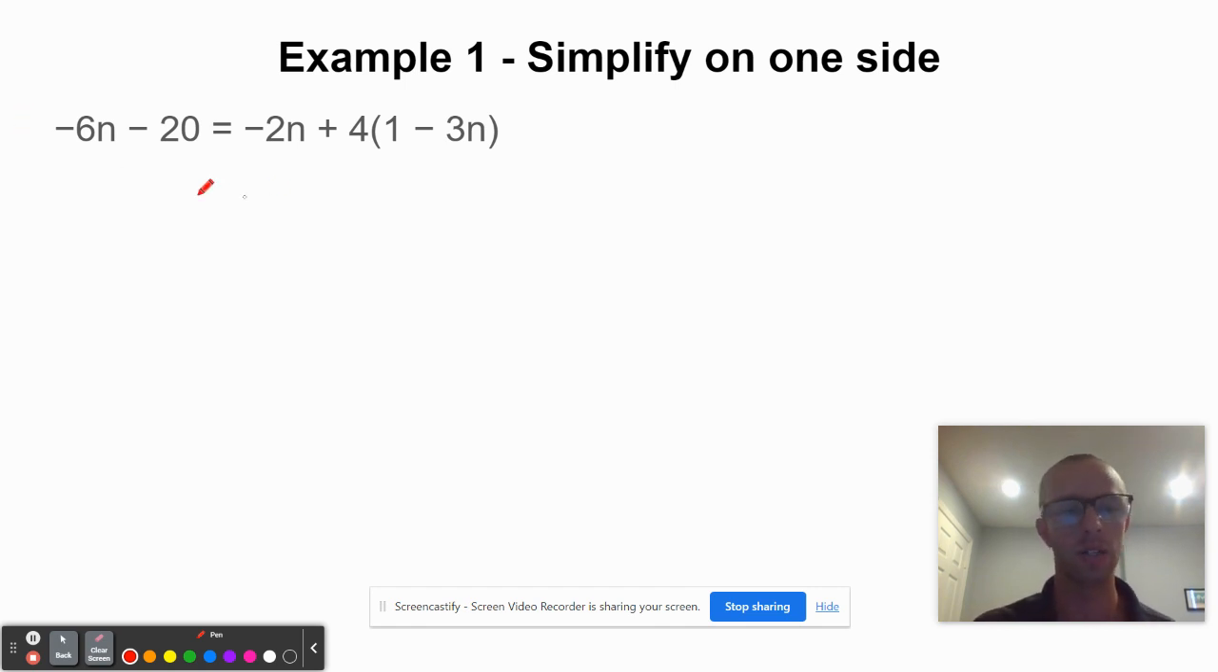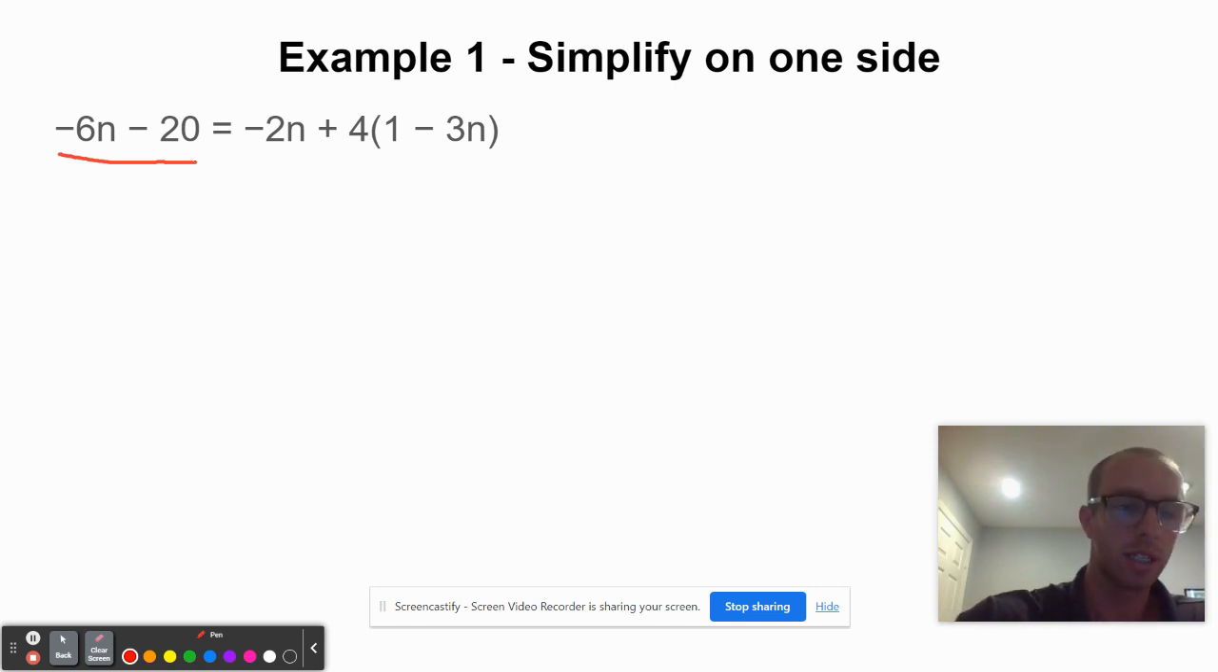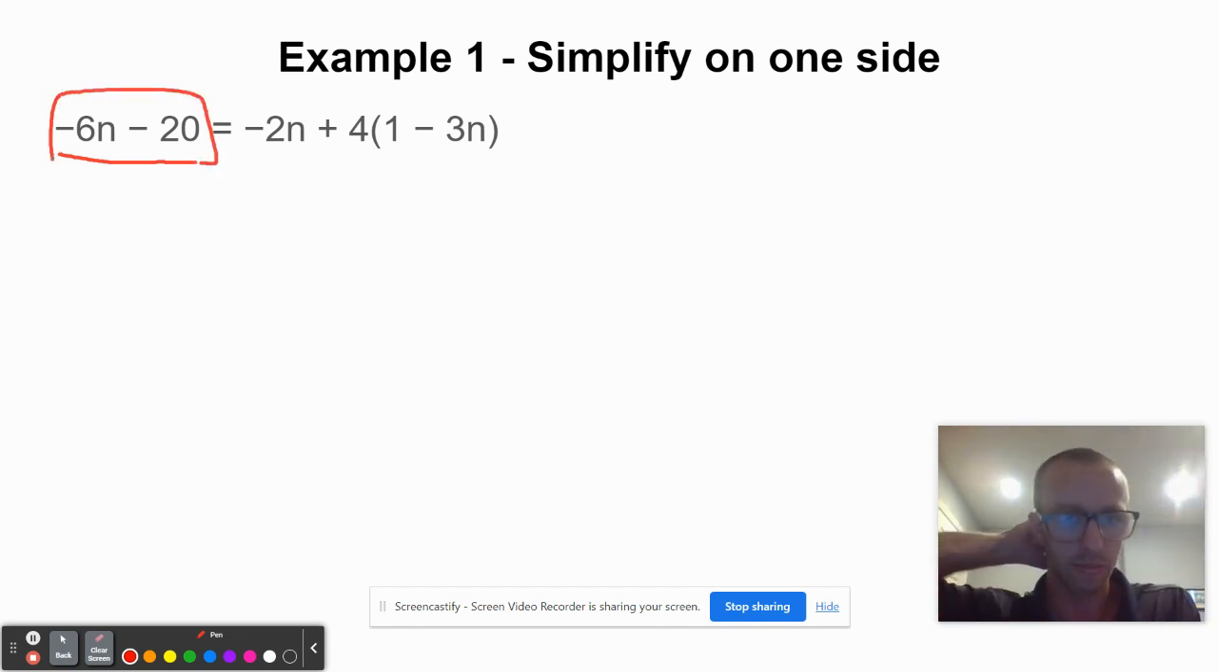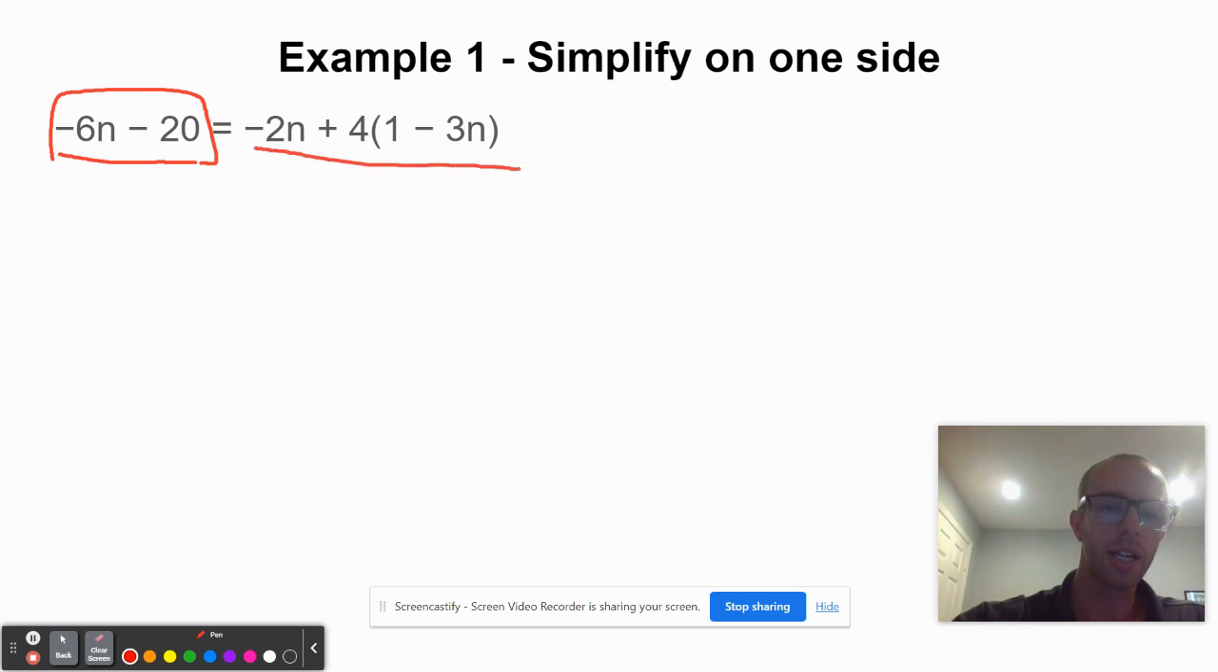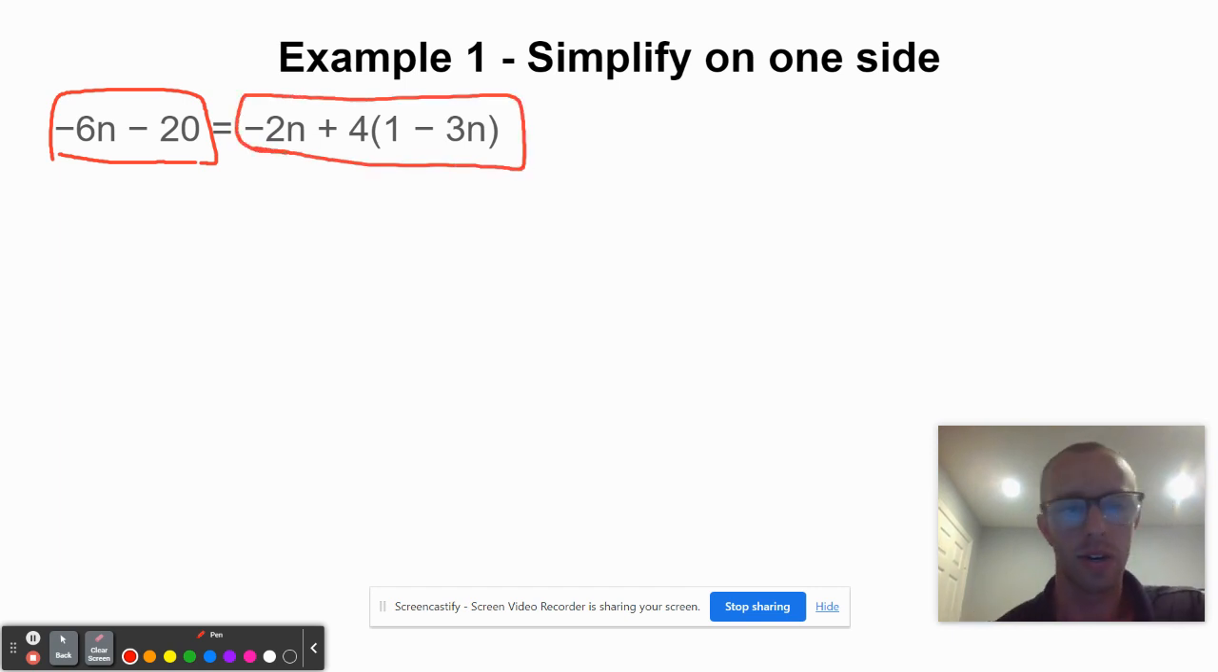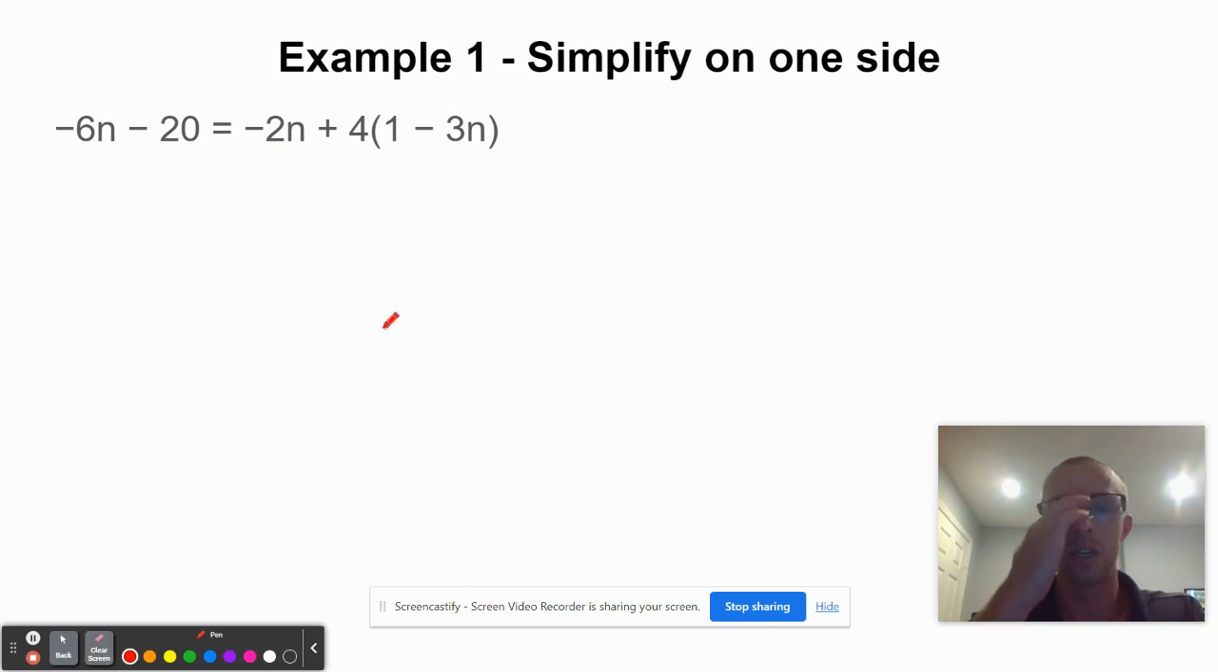Before we dive in, though, let's make sure we understand the best possible approach. The best possible approach is to first simplify both sides completely. Let's look at this side first. Negative 6n minus 20. There's no distribution that needs to be done there, and there's no like terms I can combine. So this side is actually already simplified. I don't need to simplify this one. This side clearly needs to have some simplification done to it, right? There's some distribution that needs done, then I'll have to combine some like terms. So before I can begin to solve, I have to simplify. So let's simplify this side.